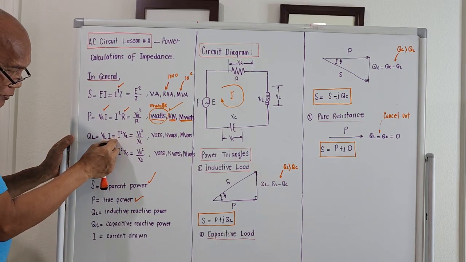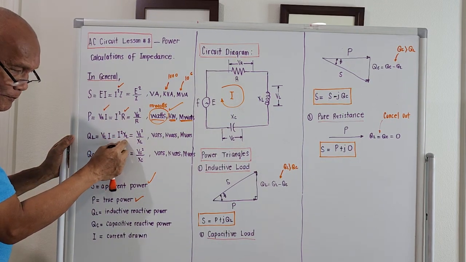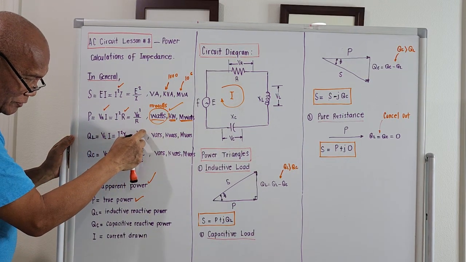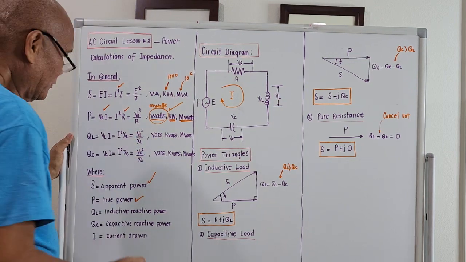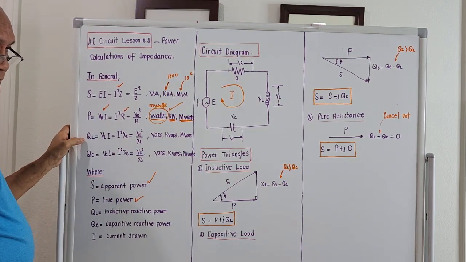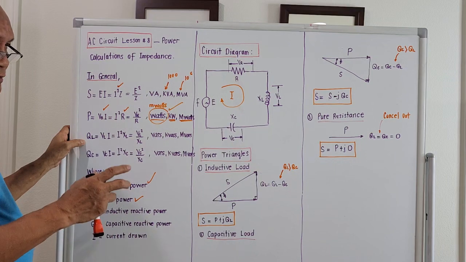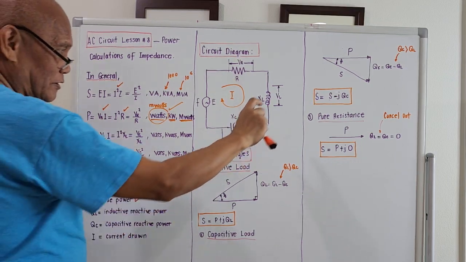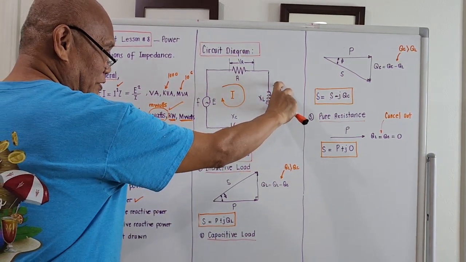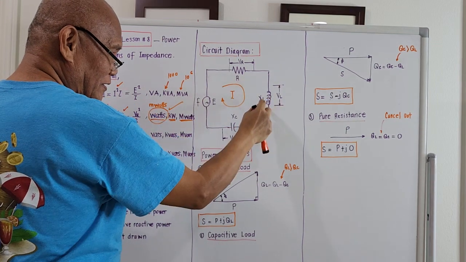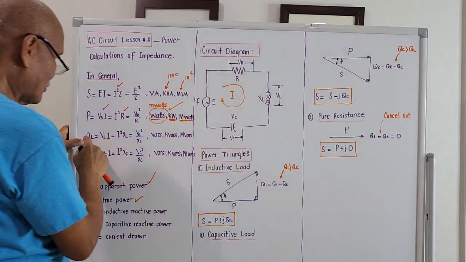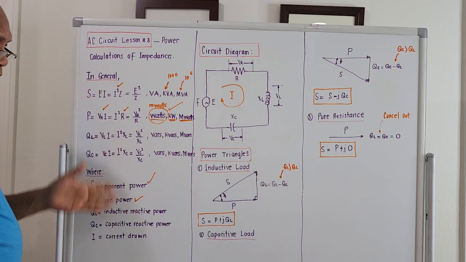So this is I sub A square times X sub L, or this is V sub L quantity square over X sub L. The reactive power consumption of an inductor will be, if you square the voltage across it and divide that by X sub L, that is Q sub L. That is one of the formulas.